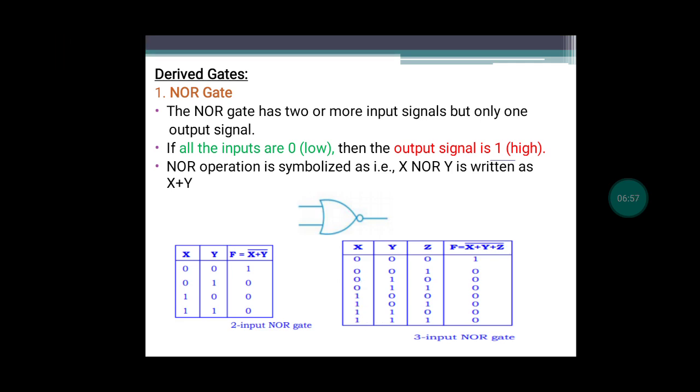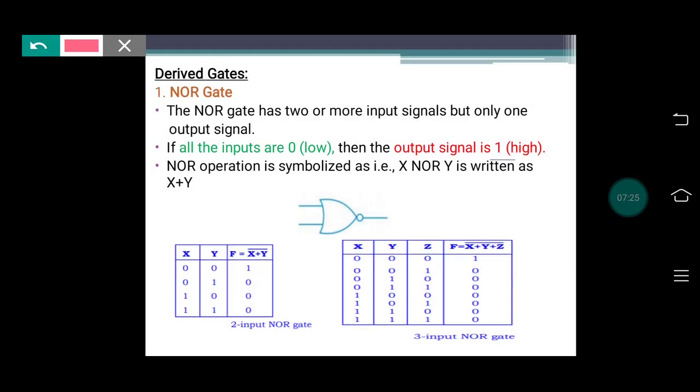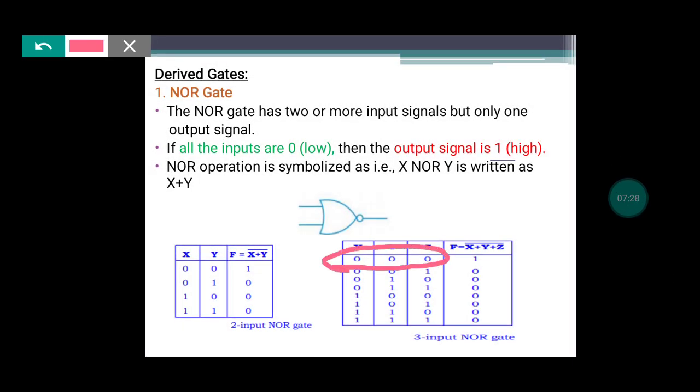Now we'll see. This thing we have discussed in the last year. If anybody is not getting it, you can ask me. Now, the first combination is 0, 0, 0. See, what is the output for the 0, 0, 0 combination? The output is 1. For all the remaining combinations the output is 0. Means, if any one of the input signals is 1, then the output will be 0. Only if all the input signals are 0, then the output signal is 1. Otherwise it will be 0 only. Yes, so this is about the NOR gate.